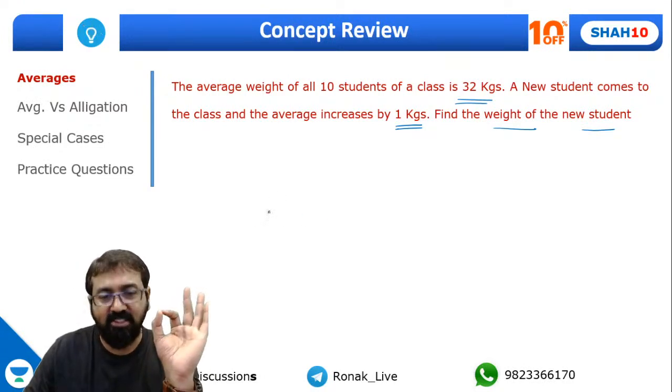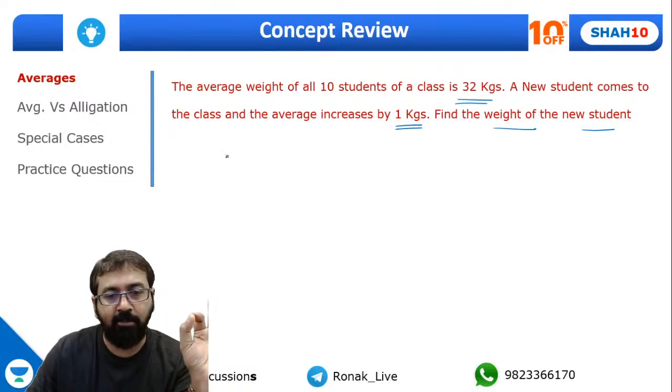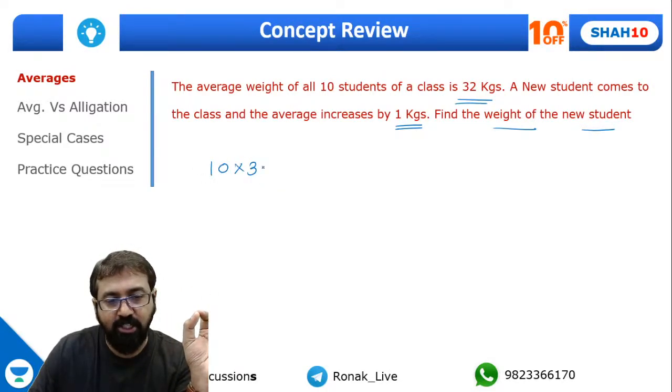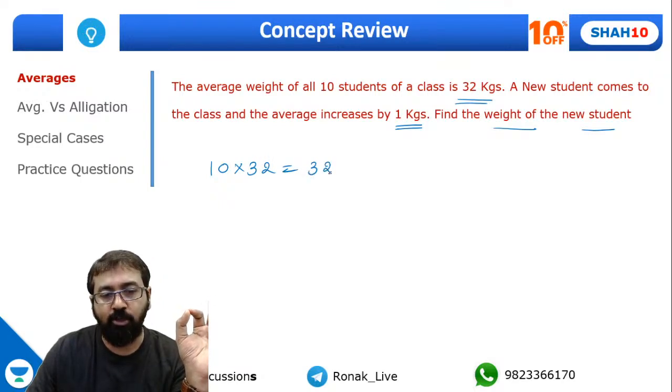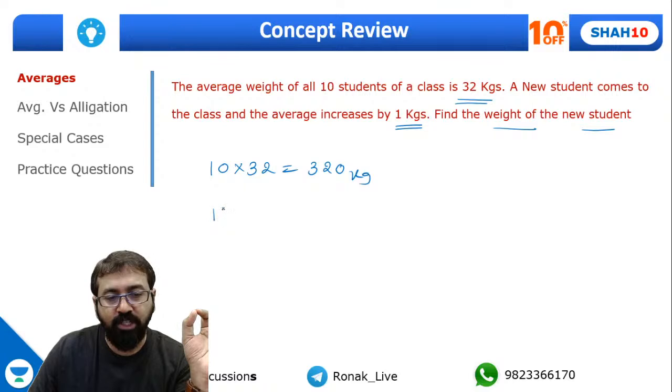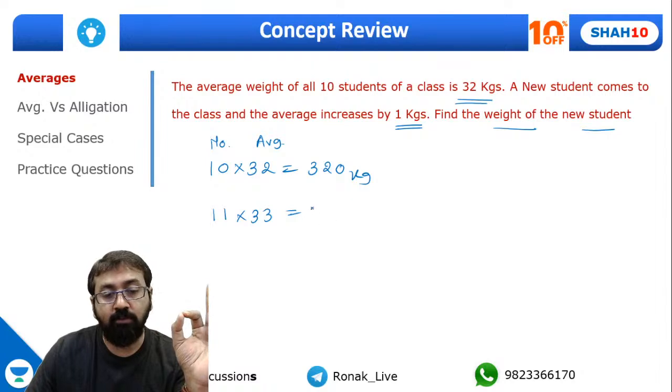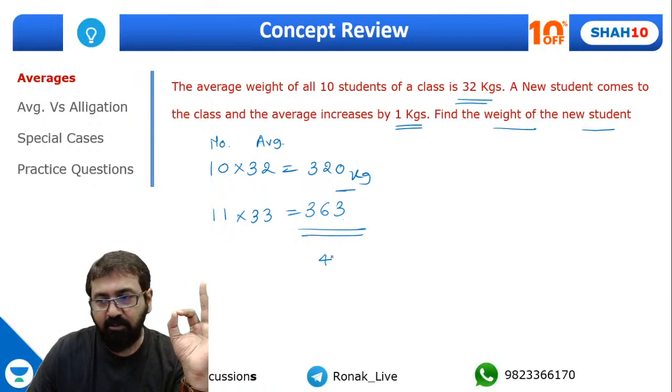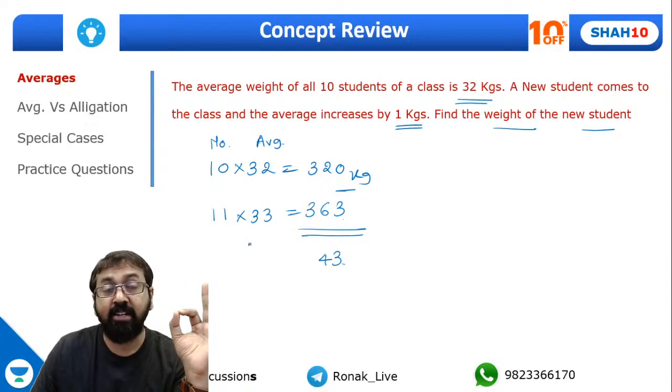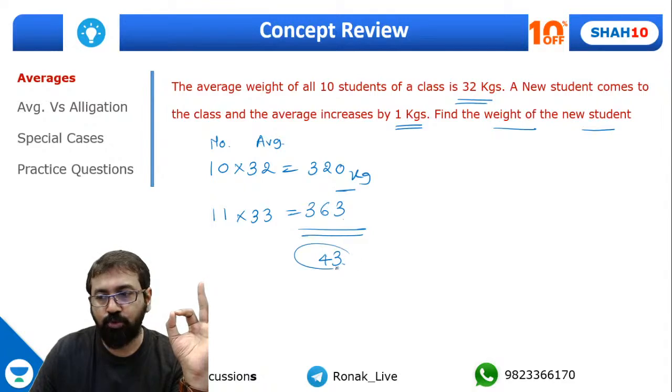So guys, please understand, the normal way to solve this question would have been, 10 students, average 32. So total weight earlier would have been 320 kg. Now new student comes, so there are total 11 students and the average has increased by 1, so it has become 33. So you solve this thing, 11 into 33, it's going to be what? What is 11 into 33? 363. Yes or no, everyone? It is 363. So this difference is nothing but the weight of the new student, correct?